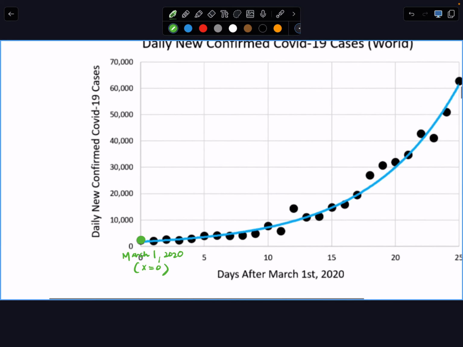And then the vertical axis, which you can think of as the y-axis, or calling it something else, represents the daily new confirmed COVID-19 cases. So the values on here are not the cumulative number of COVID-19 cases, it's the number of new cases that were found that day, the number of new people that tested positive that day.